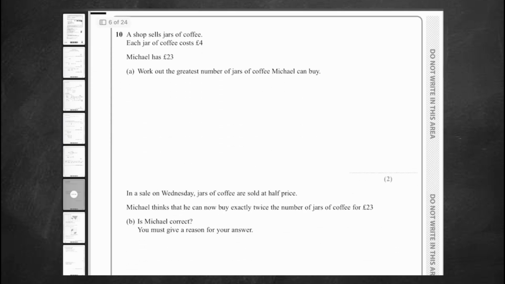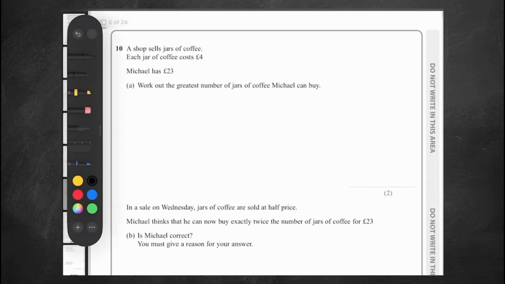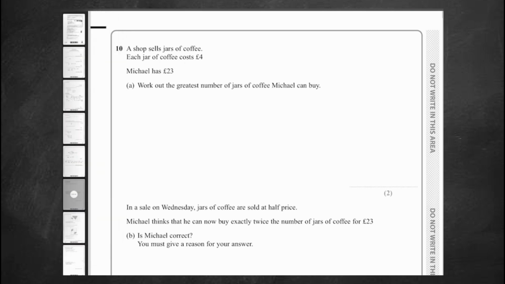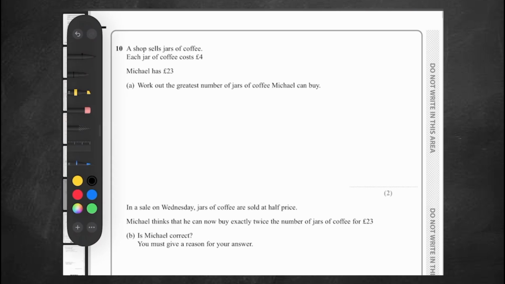And we'll move on. Question 10. A shop sells jars of coffee. Each jar of coffee costs £4. Michael has £23. Work out the greatest number of jars of coffee Michael can buy.